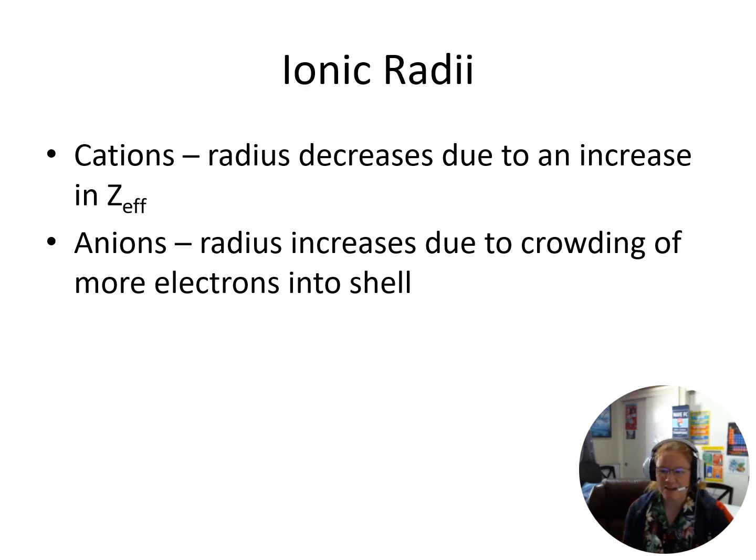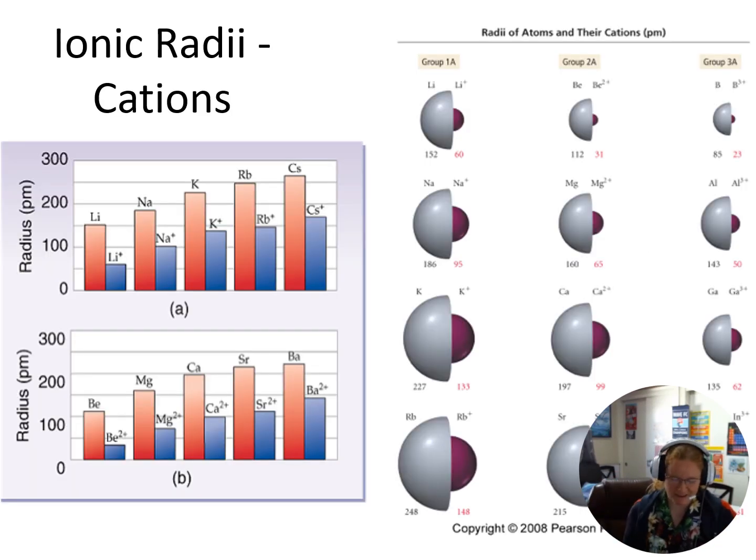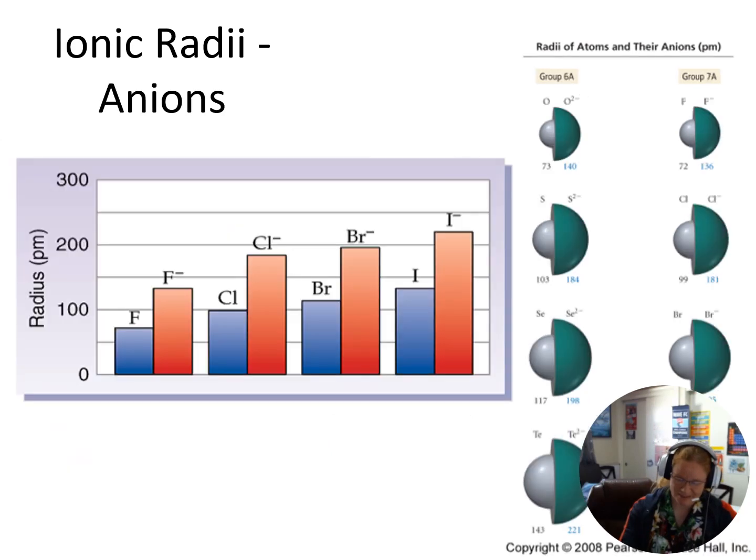Our anions, we also get an uneven distribution of charges there, but we're also crowding more and more electrons into the same shell with the same number of protons, so it causes it to swell. All right, so you can see here, in gray, I have my neutral species. In maroon, I have my cation, much smaller. In gray, I have my neutral species. In teal, I have my anion, much larger. Okay?